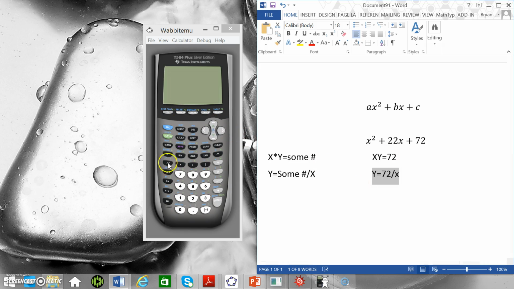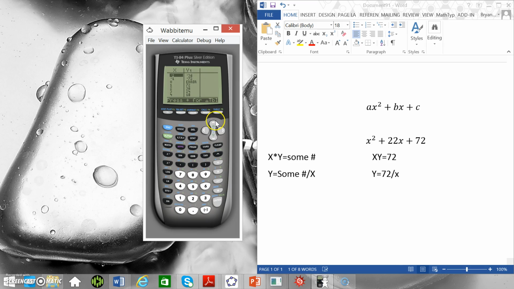divided by x. So go over to the calculator, hit y equals. Normally you'd hit y equals and graph the function, but here we're wondering about the factors. The number is 72, and we're going to divide that by x. Instead of going to graph, we're going to hit second graph, which takes us to the table, as you can see.